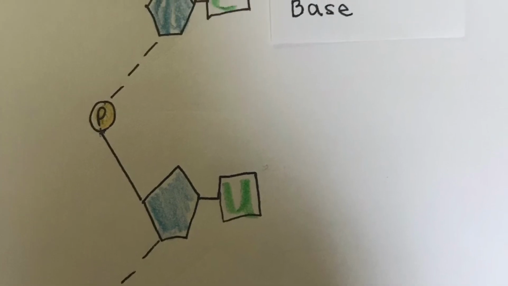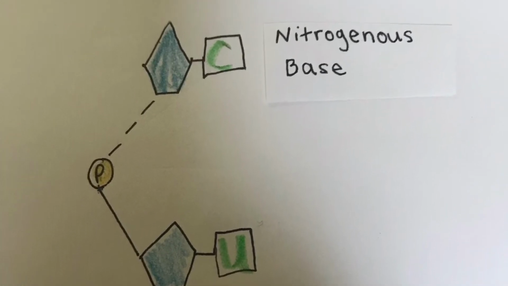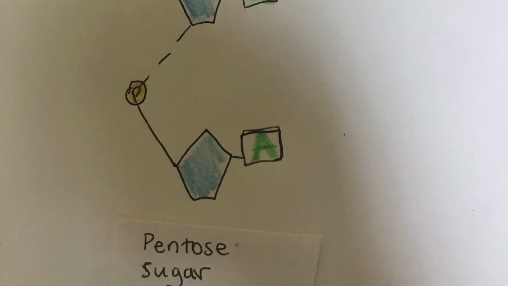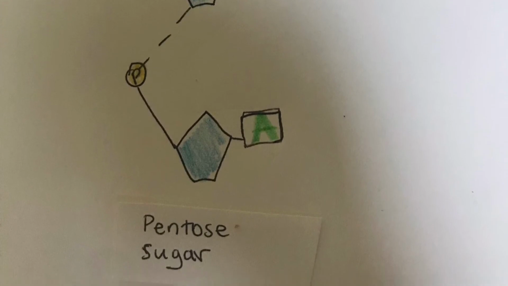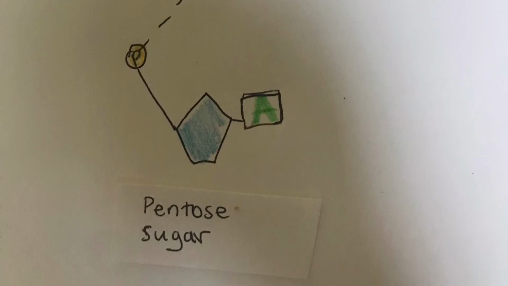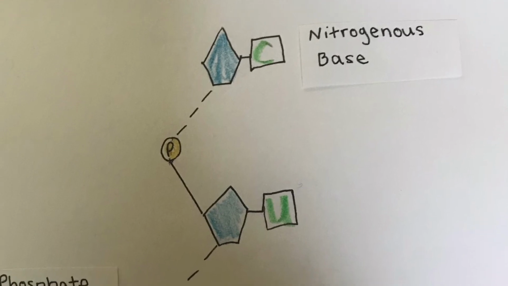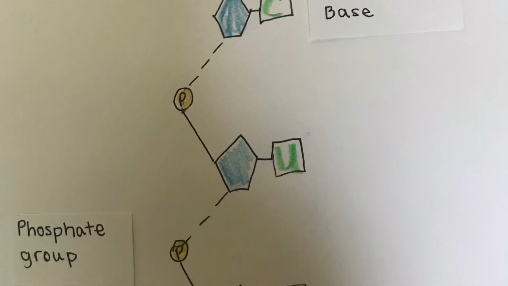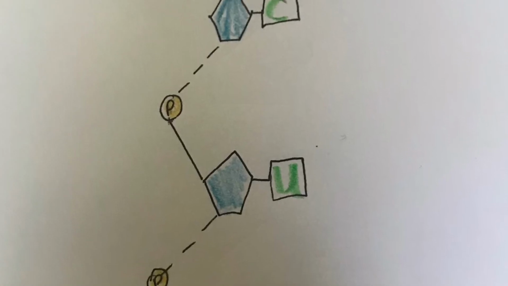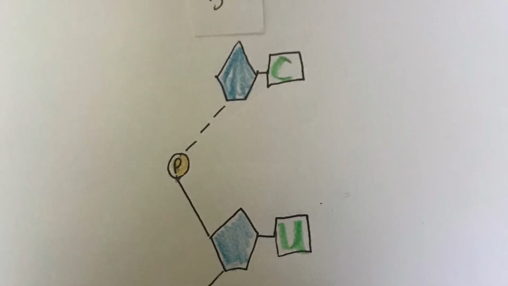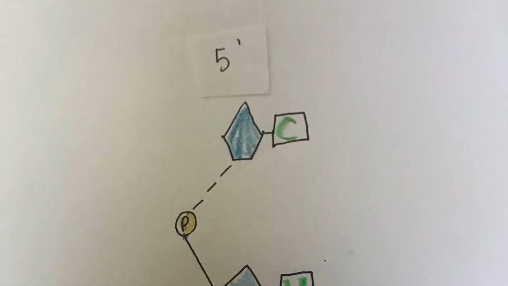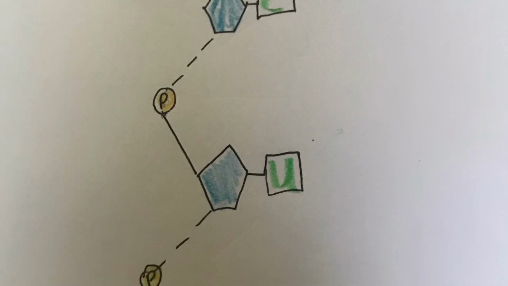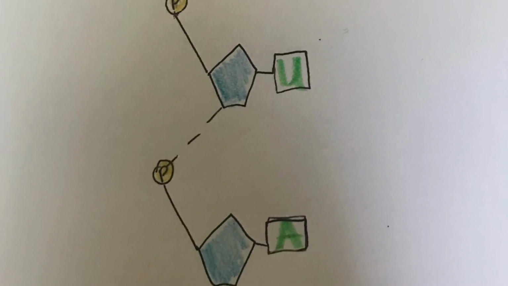RNA is a single-stranded nucleic acid composed of a pentose sugar, called ribose, a phosphate group, and a nitrogenous base. The nitrogenous bases in RNA can be either adenine, uracil, cytosine, or guanine. RNA also has a 5' and a 3' end, just like DNA has.